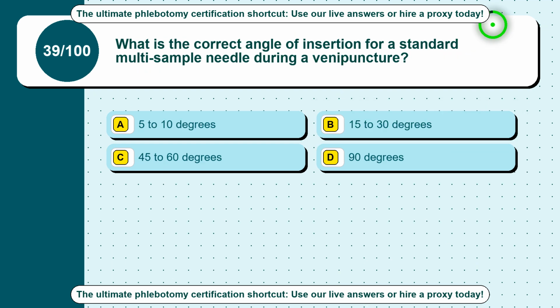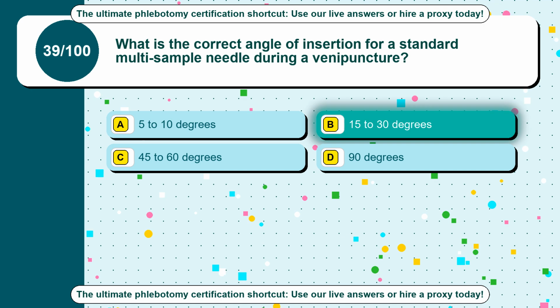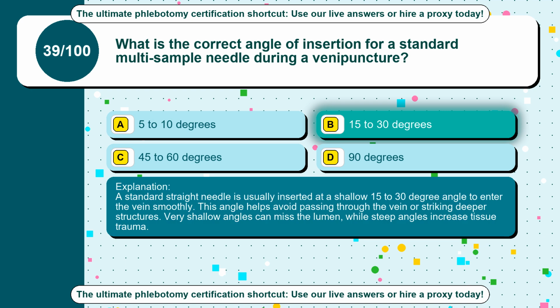Question 39. What is the correct angle of insertion for a standard multisample needle during a venipuncture? Option A, 5 to 10 degrees. Option B, 15 to 30 degrees. Option C, 45 to 60 degrees. Option D, 90 degrees. The correct answer is option B, 15 to 30 degrees. A standard straight needle is usually inserted at a shallow 15 to 30 degree angle to enter the vein smoothly.